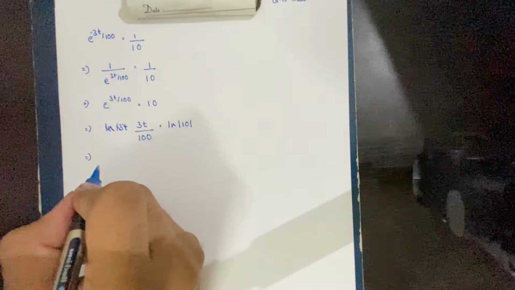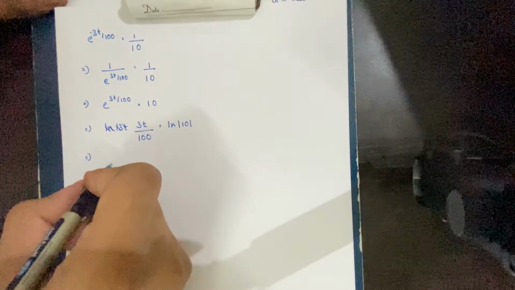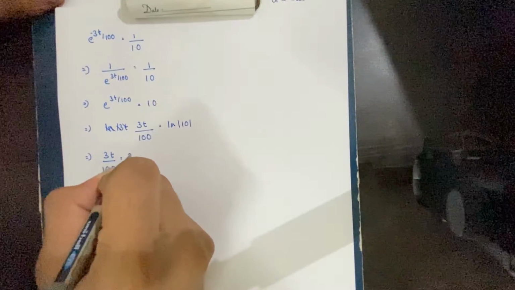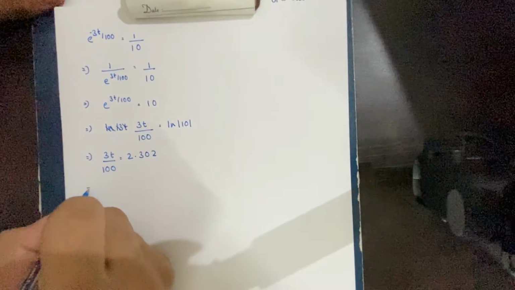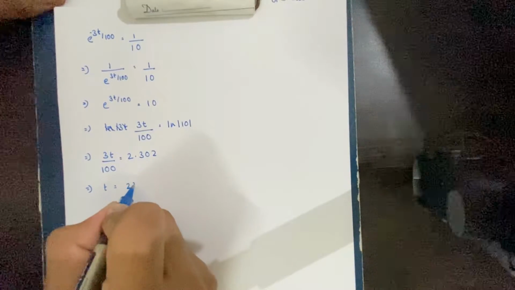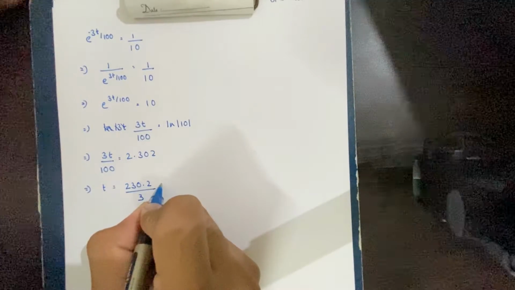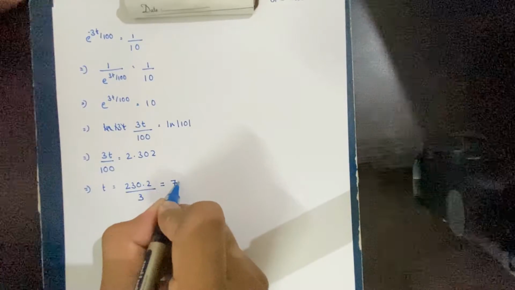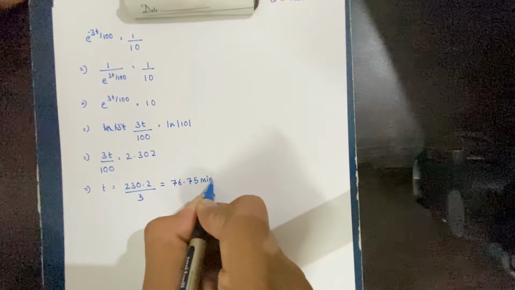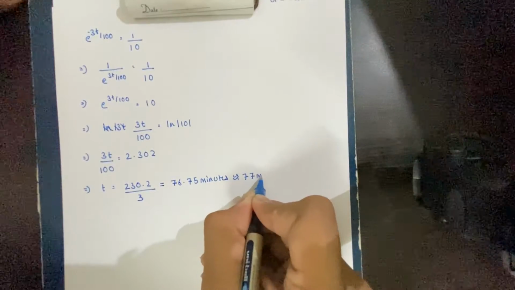So natural log of 10 is 2.302. So 3t by 100 equals 2.302. So t equals 230.2 by 3. That is approximately 76.7574 minutes. That is approximately 77 minutes.